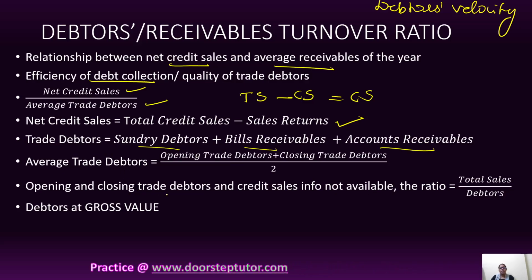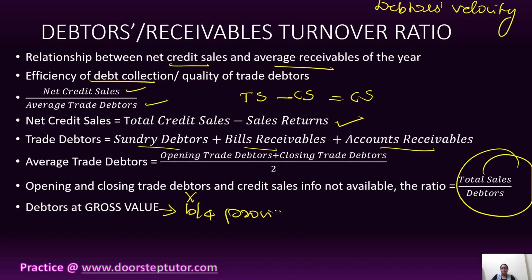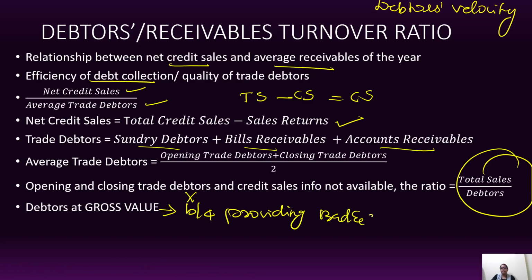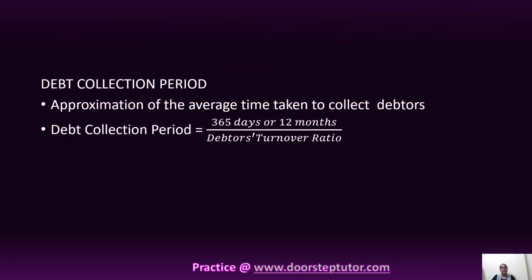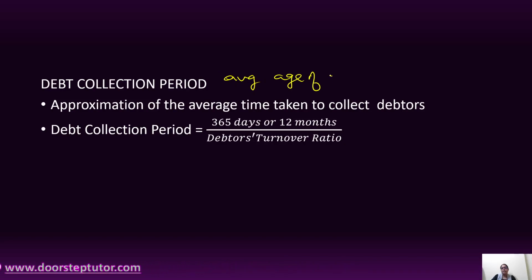Now, if opening and closing balances of debtors are not given, and we are not given information as to credit sales, then the formula that we'll be using to calculate the debtors turnover ratio is total sales by debtors. Now, debtors have to be taken at gross value only, that is before providing for bad and doubtful debts.